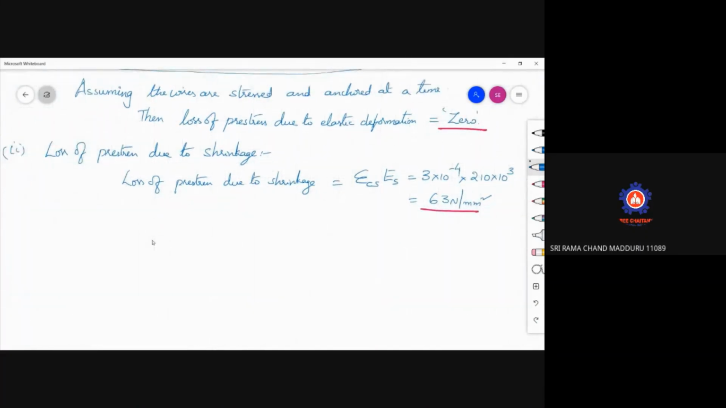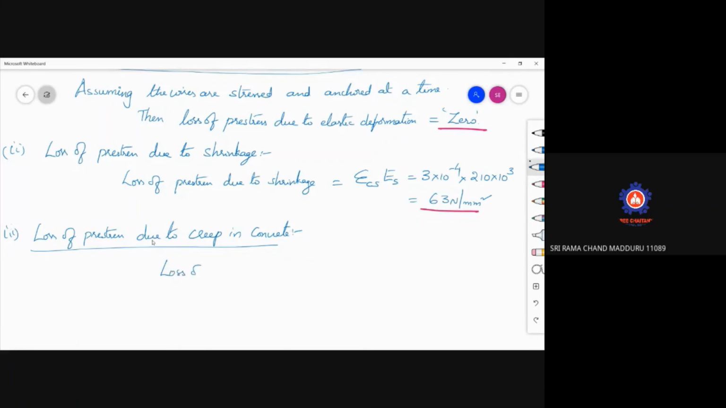Then the third one, loss of pre-stress due to creep in concrete. We have already seen that in the question, the creep coefficient is given as 1.6. Just see the question.